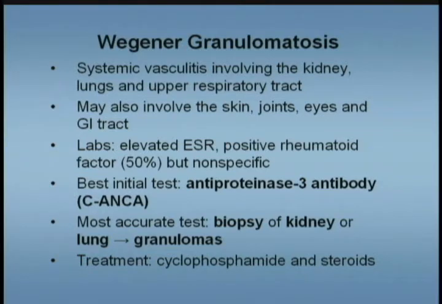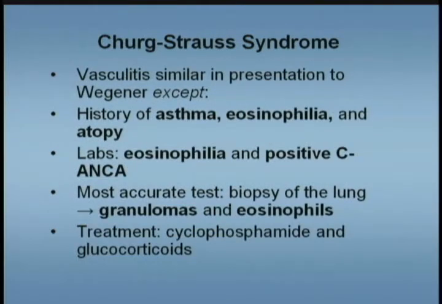Biopsy. Cyclophosphamide, steroids. Churg-Strauss. It's exactly the same as Wegener's, except there's asthma, eosinophilia, and they have allergic reactions. Itchy, itchy, itchy. Eosinophils, eosinophils. But the most accurate test is a biopsy. Cyclophosphamide and steroids. Churg-Strauss, eosinophils and asthma.